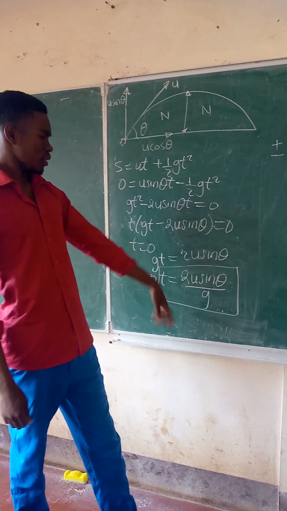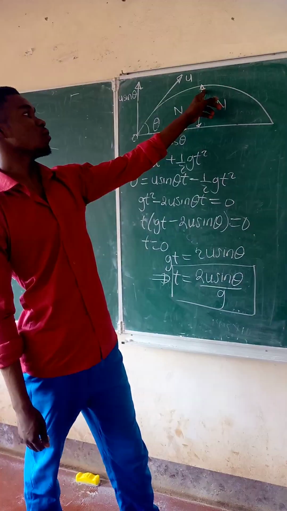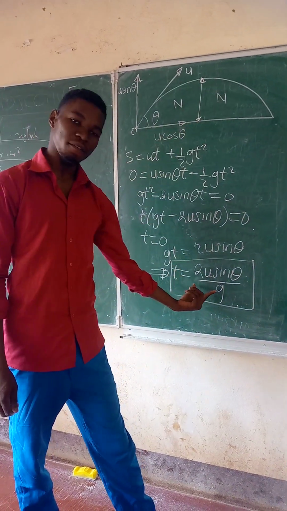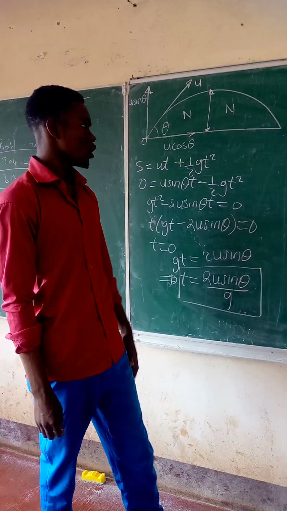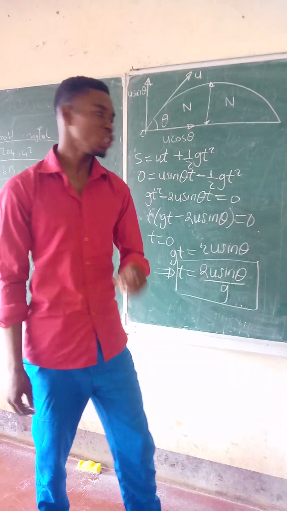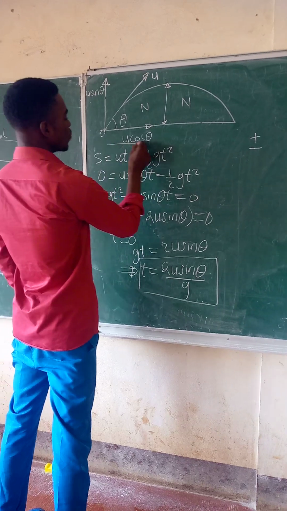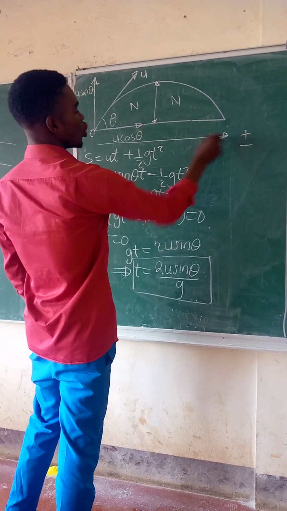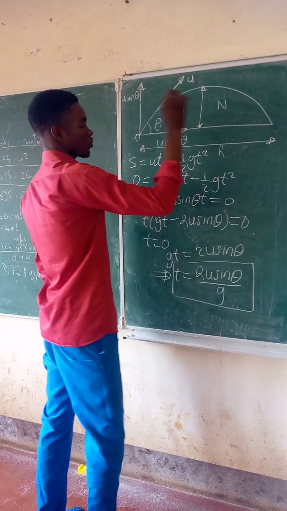And this t is the time taken for the projectile to go from here to here. Now the time taken to attain its maximum height is just half of this due to the symmetry. Okay? So that's it. So now I also want to get the horizontal range of the projectile. The horizontal range tells me the maximum distance from the initial position till the final position. I can call that range R.